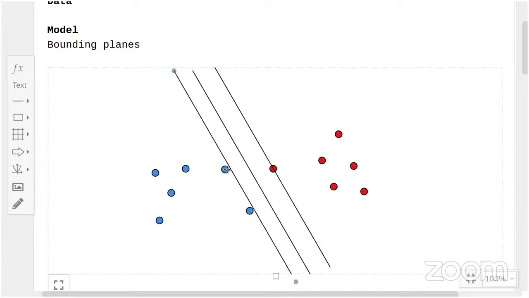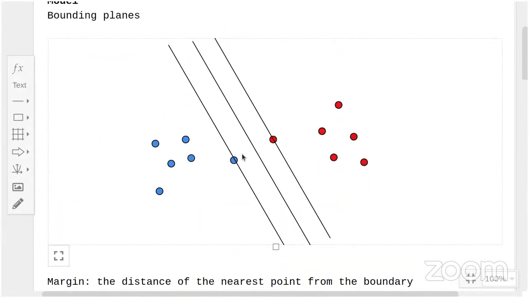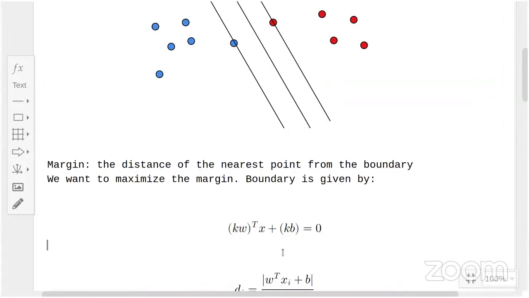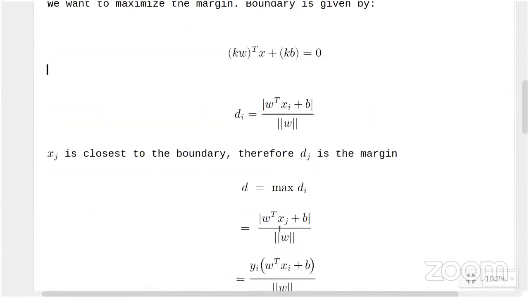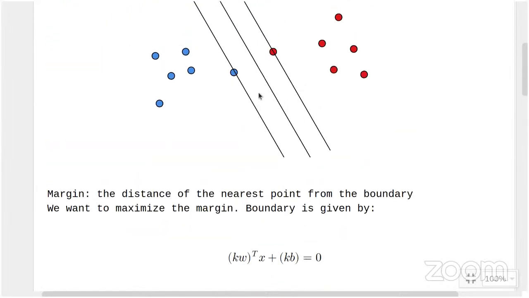Okay. Then the orientation of these lines can be anywhere, at any degree. The orientation will be such that the margin is maximized. Obviously, our goal is not to fix the orientation, right? Our goal is to maximize the margin. So whichever decision boundary maximizes the margin, your orientation will be decided by that.